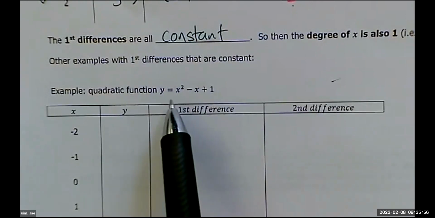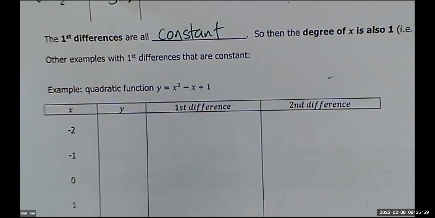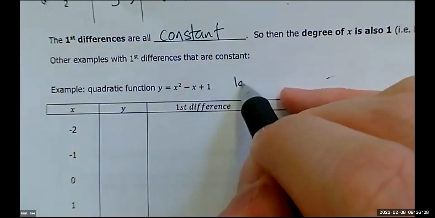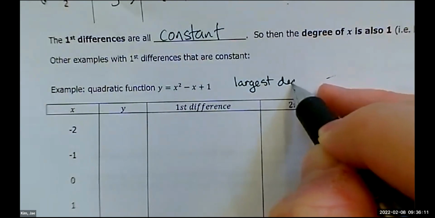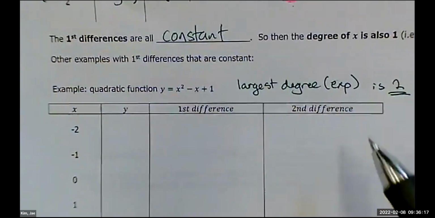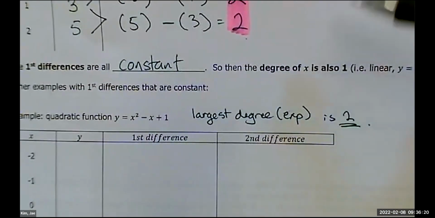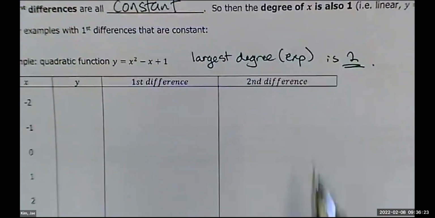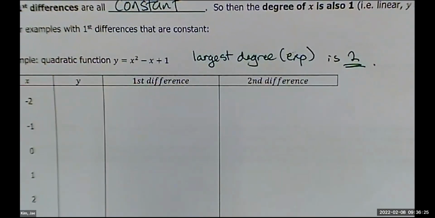Take a look at the second equation. This one's a quadratic. It's a parabola. What's the largest exponent on the x? Okay. It's a 2. So just put a little note: largest degree, or largest exponent, is 2. So if my pattern is correct, if my relationship is correct, then I should see the same numbers in the second difference this time. That's my guess.